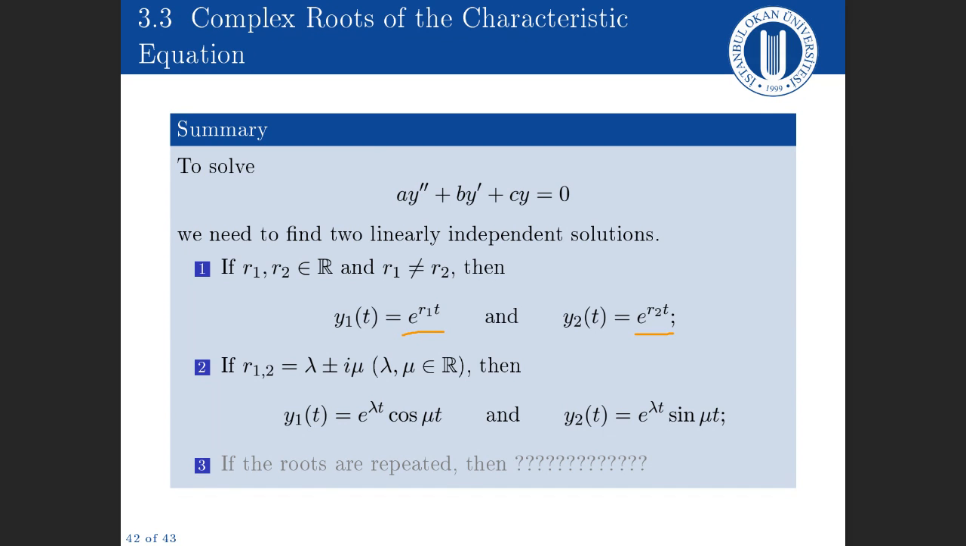If instead we have complex numbers, then we want different functions. We want e to the power lambda t cos mu t, and we want e to the power lambda t sine mu t. There's one more case that we haven't done yet. What do we do if we have repeated roots? I will show you that next week.